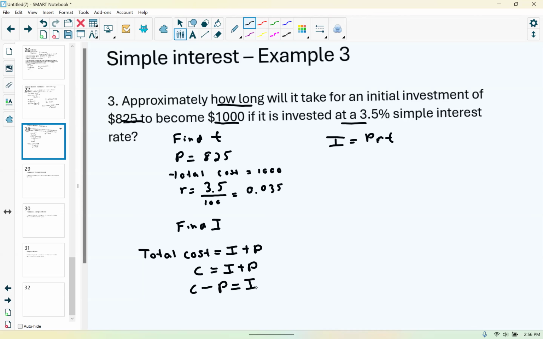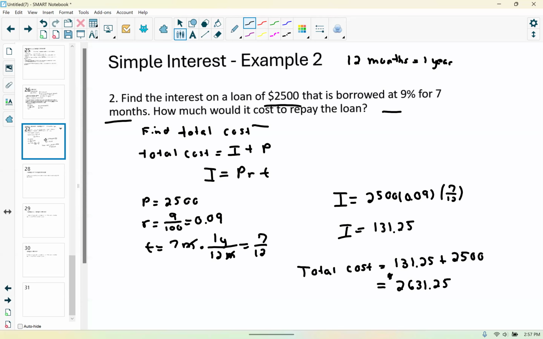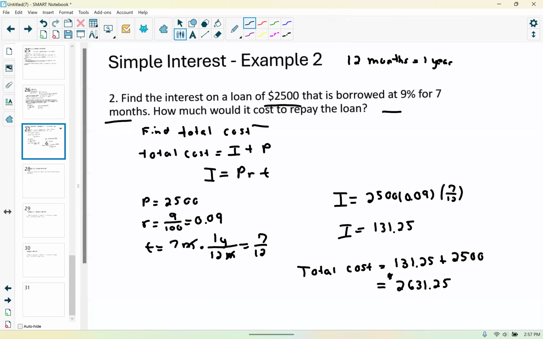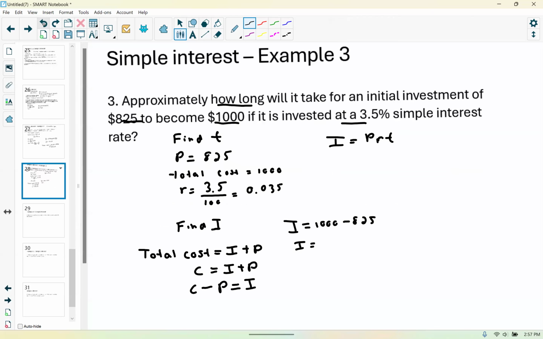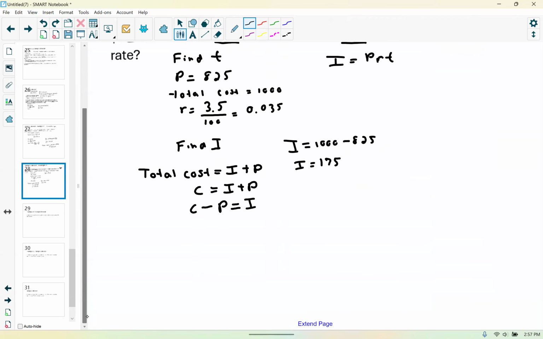So in real life it makes sense, I'm just going to take how much I have at the end and subtract how much I have at the beginning, and that would give me my interest, how much I earned. So I'm going to take 1,000 and subtract 825 to get my interest. And that gives me, right? Sorry, there we go. That gives me 175. And so now I can use that to find my T.